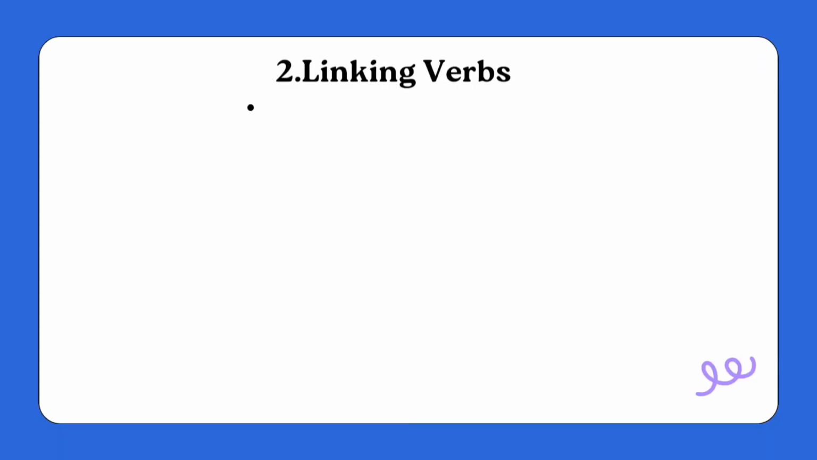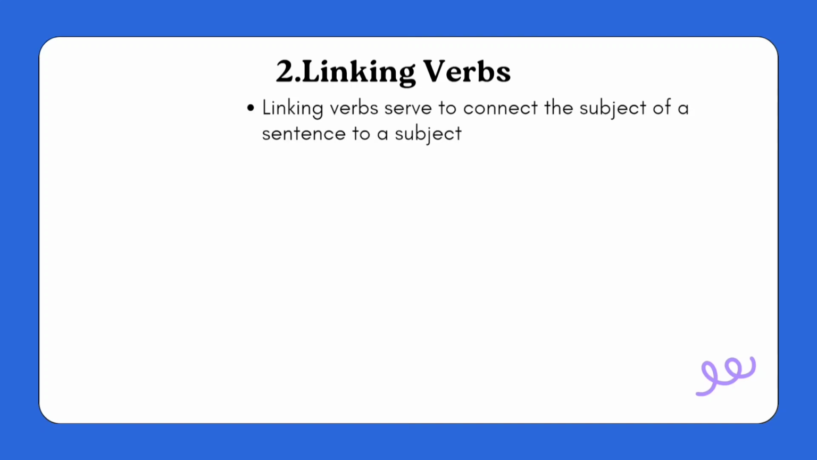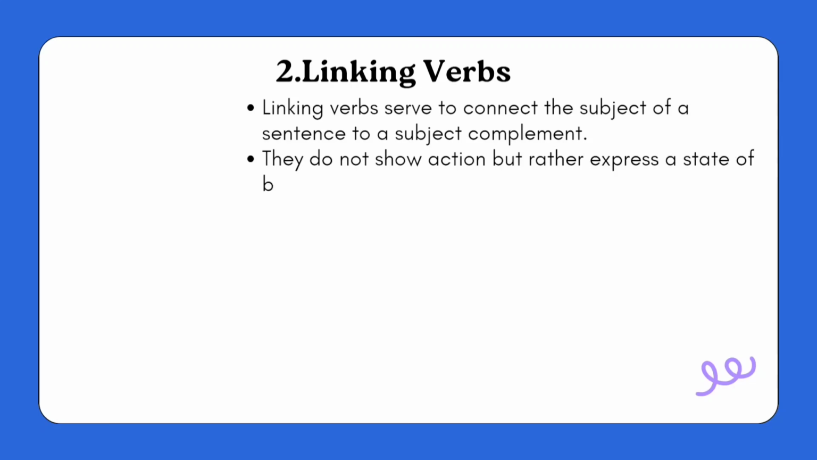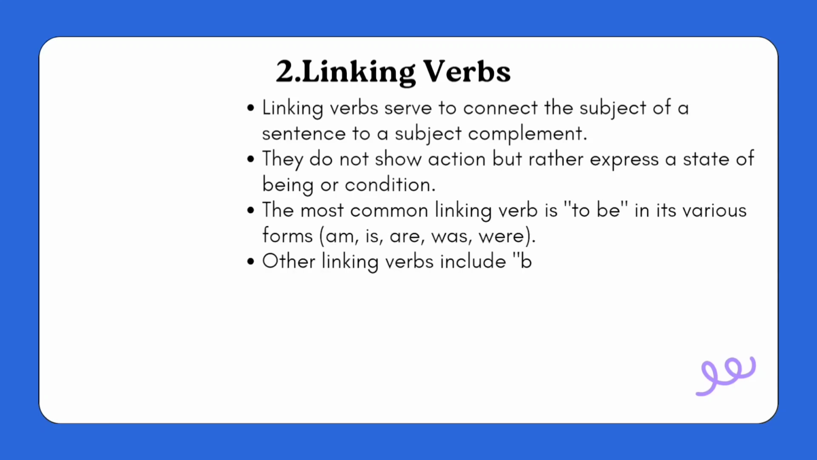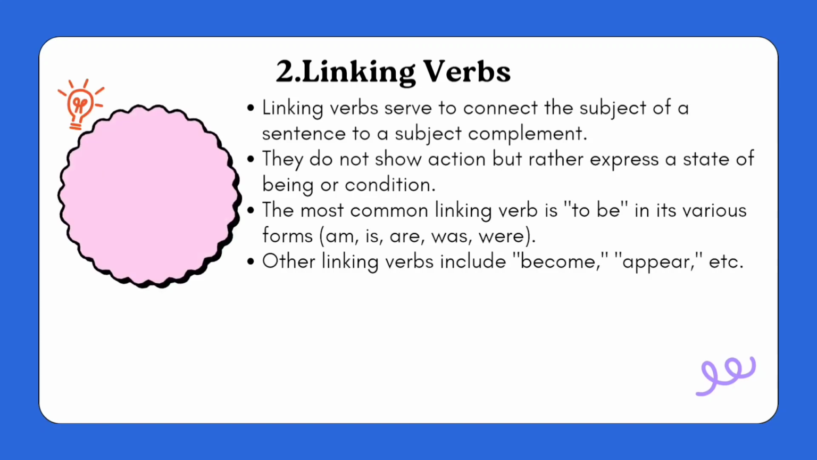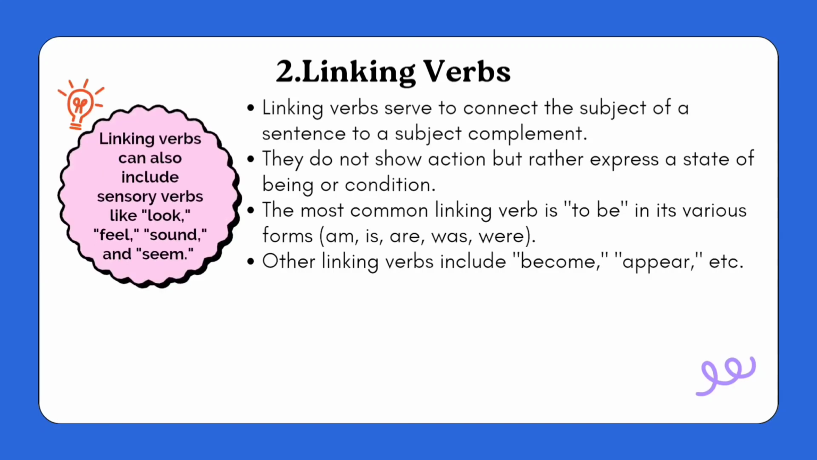Linking verbs. Linking verbs serve to connect the subject of a sentence to a subject complement. They do not show action but rather express a state of being or condition. The most common linking verb is to be in its various forms like am, is, are, was, were, etc. Linking verbs also include sensory verbs, which relate to our sense organs, like look, feel, sound, seem, touch, etc. Example: he is a teacher.